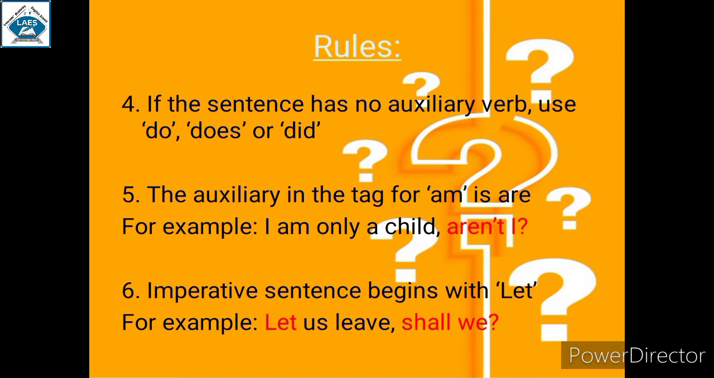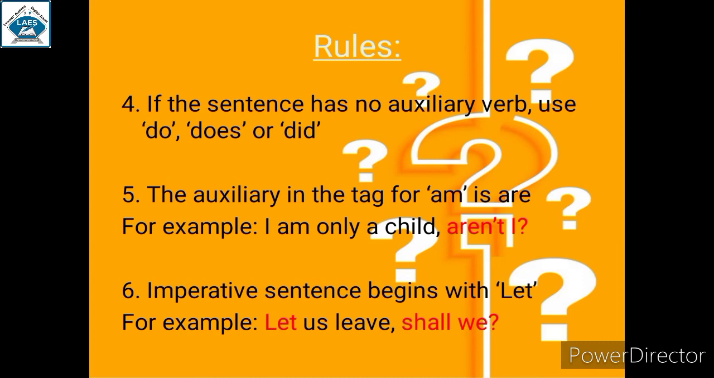For example, those chefs cook well. In this sentence we'll use don't they. When the sentence is plural, we'll use do. So as the sentence is positive, we'll use a negative question tag, and those will be converted into they.